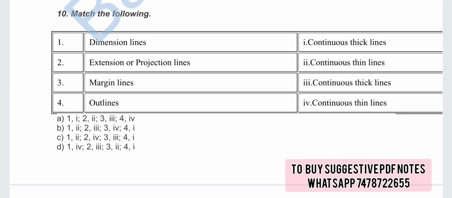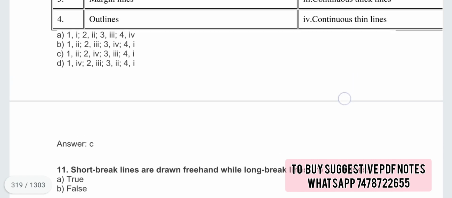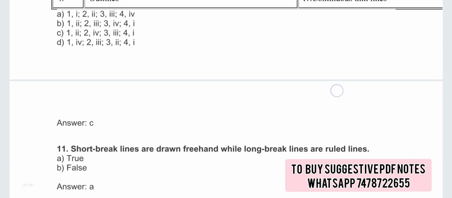Question number 10. Match the following dimension line, extension or projection lines, margin lines, outlines. Right side, continuous thick lines, continuous thin lines, continuous thick lines, continuous thin lines. The answer is C, that is 1, 2, 2, 4, 3, 3, 4, 1. Just match as per answer.